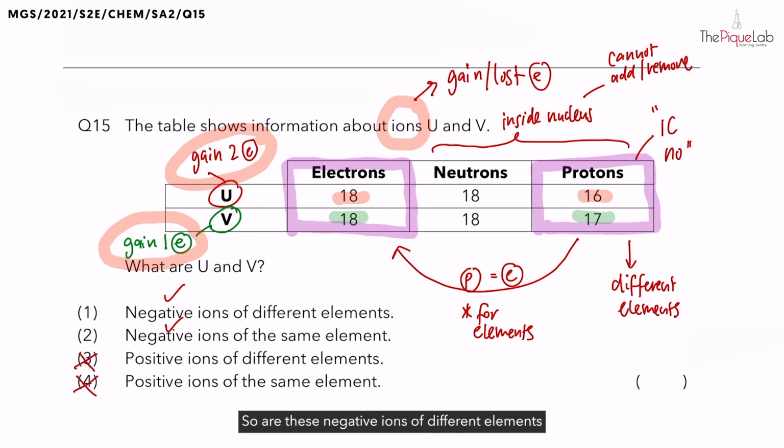So are these negative ions of different elements or same elements? Remember how we've established from the proton number that these are different elements? So this gives us the answer as option number 1.